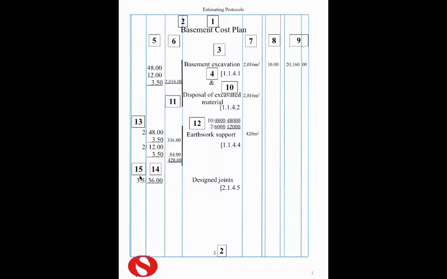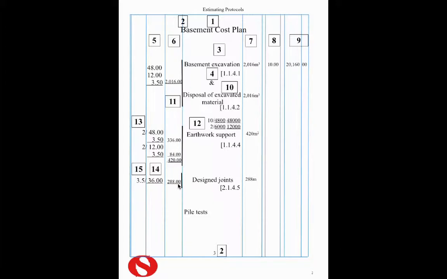Protocol number 15 adds another further refinement, which is a dotting on process. Our first calculation was 5 times 3. We found 3 more at 36, so we really want 8 times 36. So 3 plus 5 is 8, times 36 is 288 linear meters of design joints.